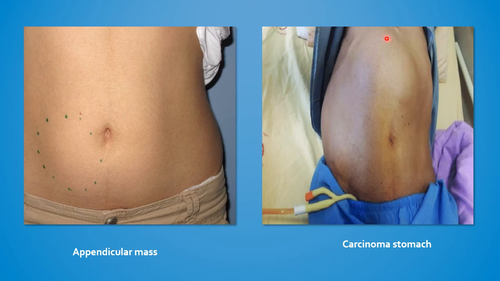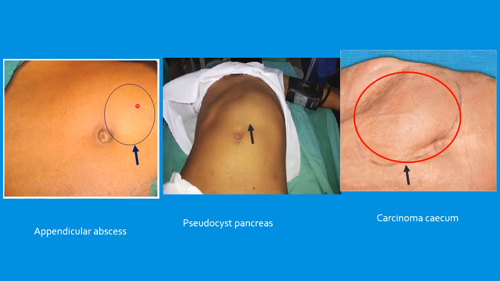Here, you have a large mass in the epigastric region, and this is a patient who looks emaciated, with carcinoma of the stomach. Again, here is another patient with a right iliac fossa mass. It's an appendicular abscess with tenderness, guarding, and a mass in the right iliac fossa. Then you have this patient with a large cystic swelling over the epigastric region. This patient had acute pancreatitis complicated by a pseudocyst of the pancreas.